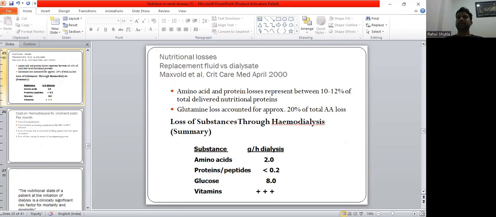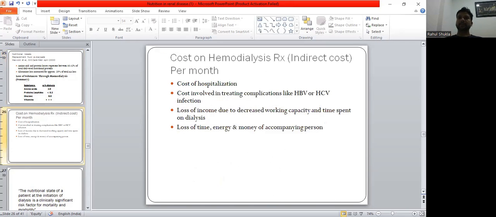Now coming to the losses during dialysis, around 10 to 12% of the total derived nutritional protein is lost during dialysis, and glutamine loss is around 20% of the total amino acid loss. So 2 gram per hour of dialysis is associated with loss of amino acids, glucose, and proteins and peptides. So we need to supplement extra protein in those receiving dialysis.